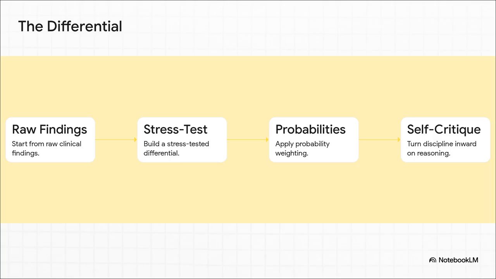You move from raw findings to a stress-tested differential, then to a probability-weighted differential, and finally, you do a self-critique pass. That last step is absolutely vital. It turns the discipline inward on the reasoning itself, making sure the entire thought process stays structured and completely auditable.